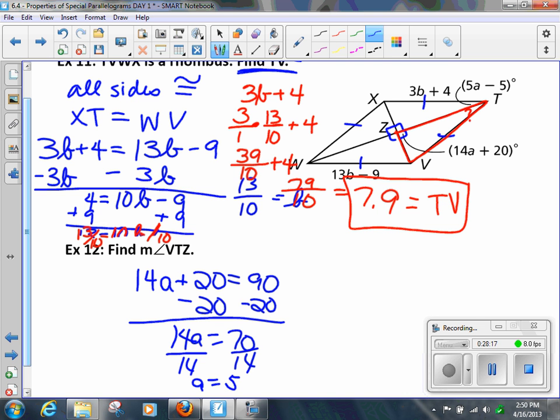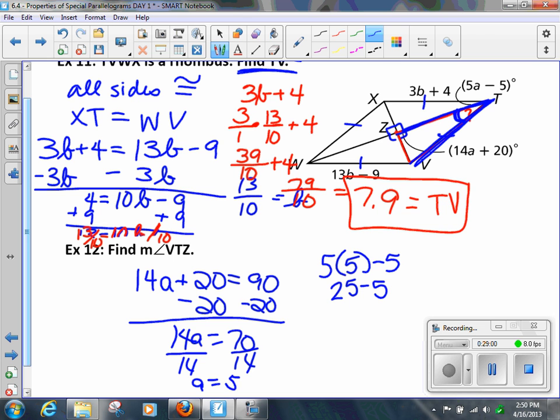So my answer is 5, right? No. What do I do? Plug it in where? Which one? The other one. Why, Maddie? Remember, it's asking for angle VTZ, this one right here. It's asking for that angle right there. Say it again. Can't hear it because of the fans. If I figure out that 5a minus 5 angle, well, I know angle VTZ.